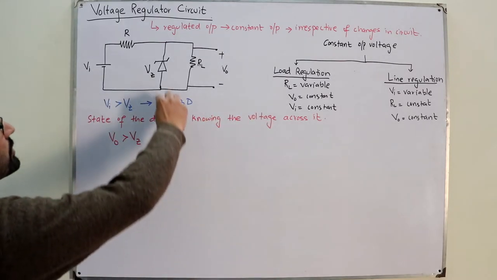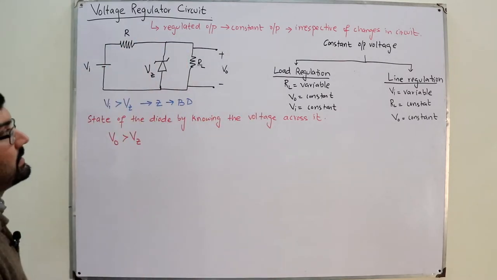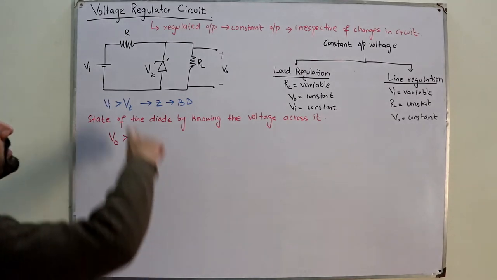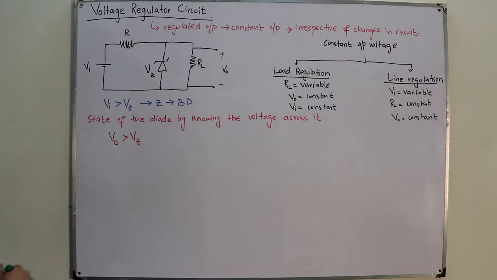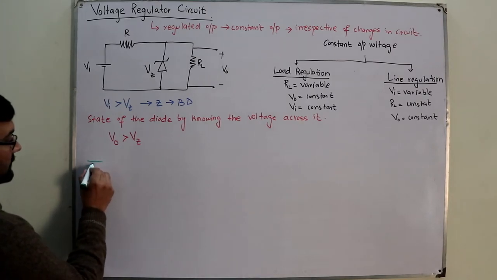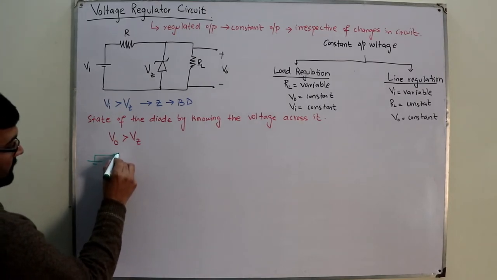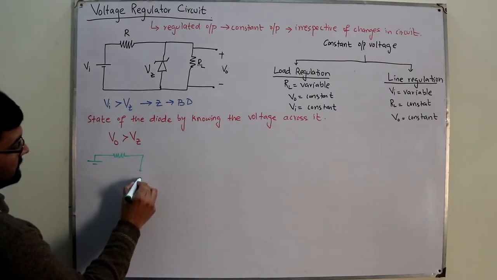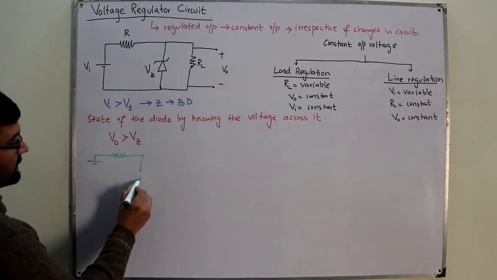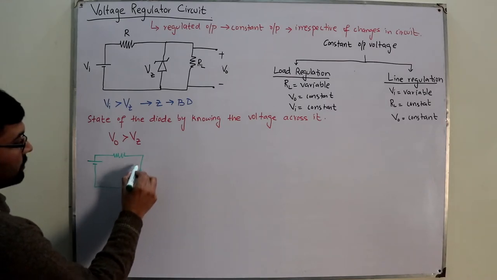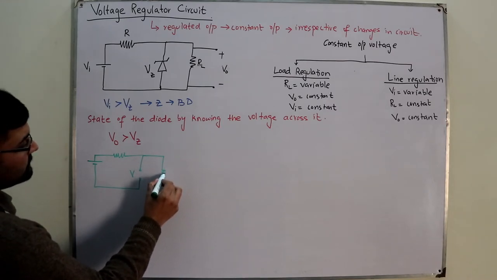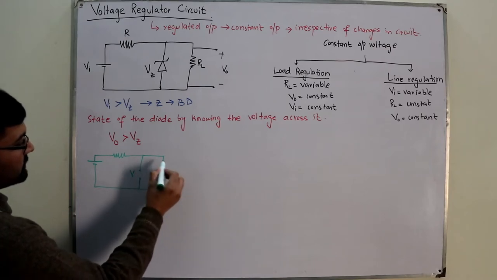The state of the diode. So you apply an open circuit over here. You find the voltage across it. Basically, for instance, this you have open circuited. So what you have to find out is the voltage V over here, which is of course equal to this voltage.